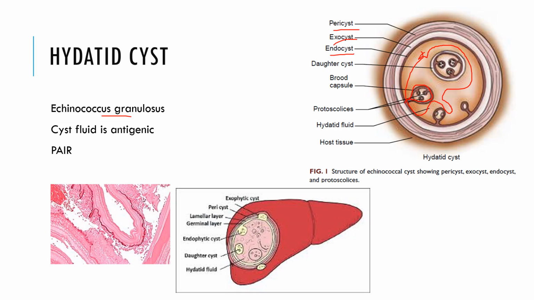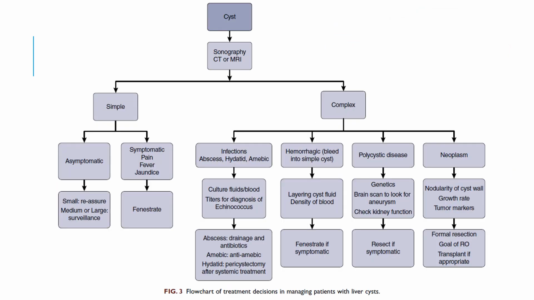And this is a hydatid fluid, which is antigenic, or there is something called hydatid sand also, that when the brood capsule or the daughter cyst ruptures, it can deposit down. That is called hydatid sand. Okay, it can be visualized in the CT also. The cyst fluid is highly antigenic, and the procedure for hydatid cyst is called PAIR: puncture, aspiration, injection, and re-aspiration.